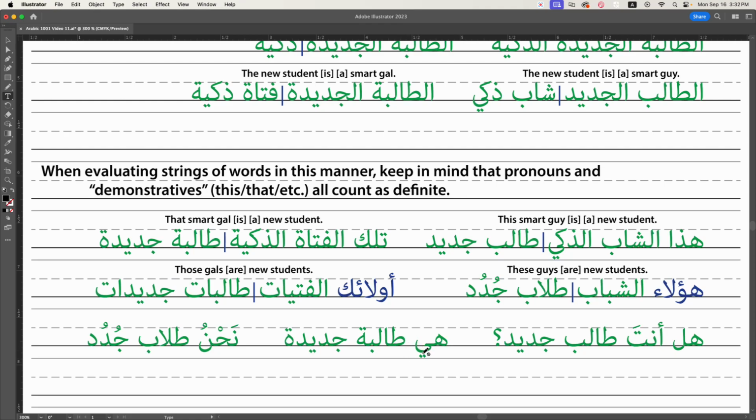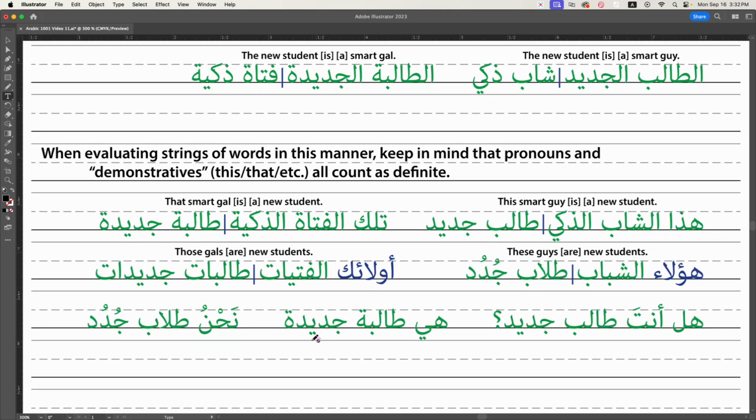So once you get the hang of this, it's not that difficult, but it's a little bit tough to remember at first with no capital letters and no helping letters that this word, because it's a pronoun, counts as definite, and that combined with these two indefinite words tells us it's a sentence. So we can put the is, am, or are there. So she is a new student. In English, we have 5 words, a capital letter, and a period. In Arabic, we have 3 words and no capital letters.